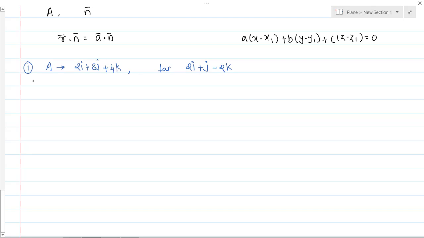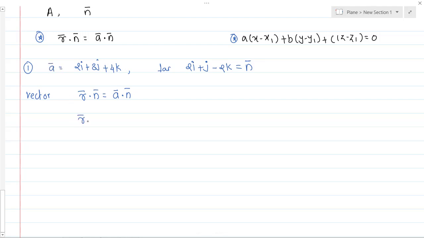So we have to find the equation of a plane which is passing through the point A having this position vector and perpendicular to 2i plus j minus 2k. Let's find both the equations, in the vector form as well as in the Cartesian form. In the vector form, we have r bar dot n bar equals a bar dot n bar. So this becomes my a bar and this becomes my n bar.